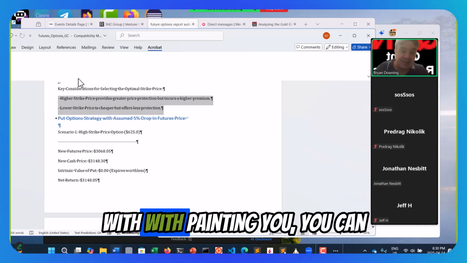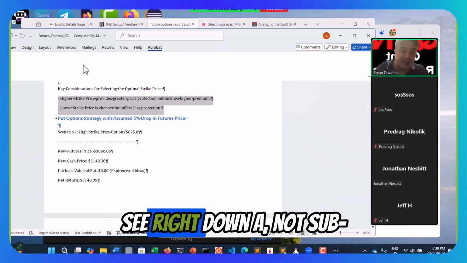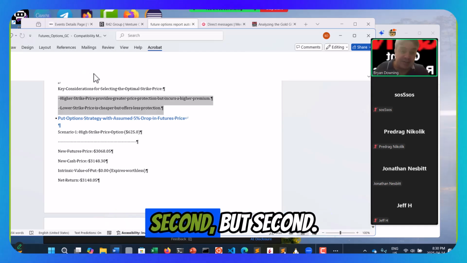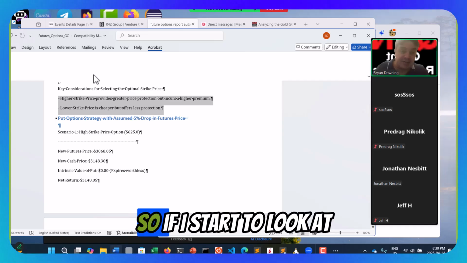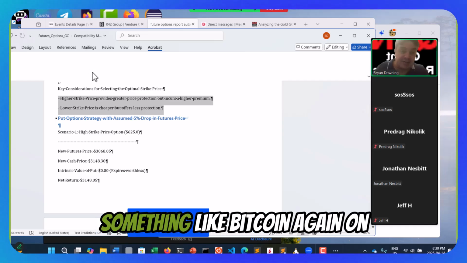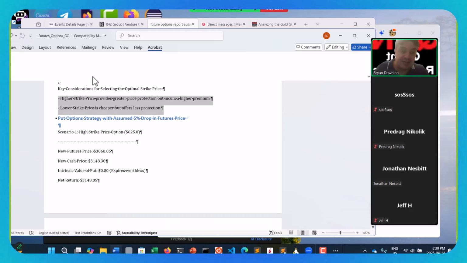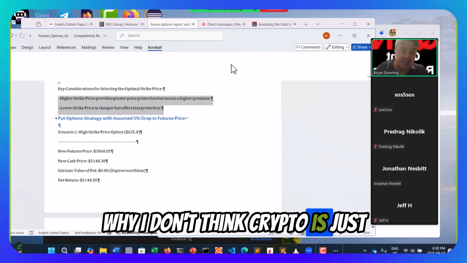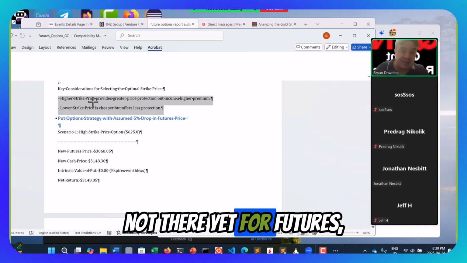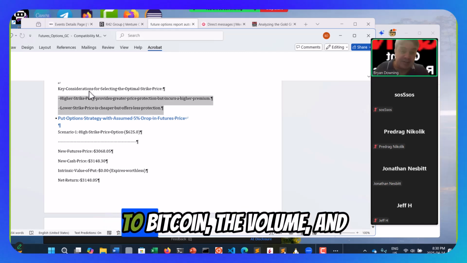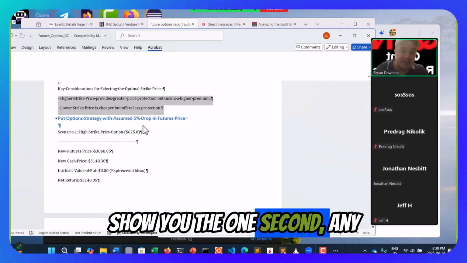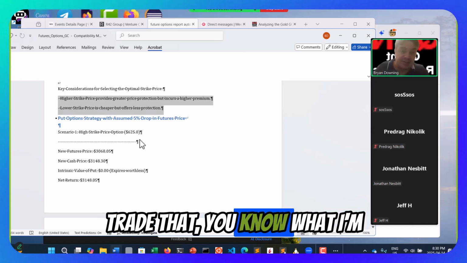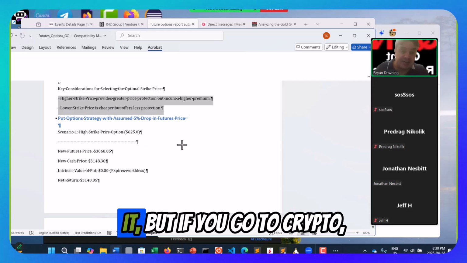I just want to tell you that with TradingView, you can see right down to not sub-second, but second. So if I start to look at something like Bitcoin again on the sub-second, okay, this is why I don't think crypto is there yet for futures. Okay, so if I change this over to Bitcoin, the volume, and it'll show you the 1 second, how do you trade that? You know what I'm saying? You can't do a lot with it.